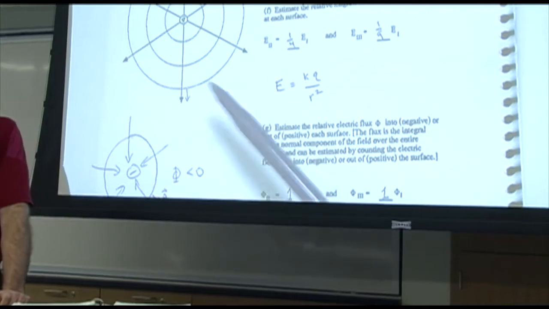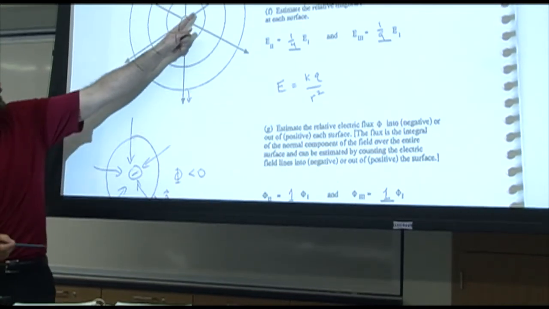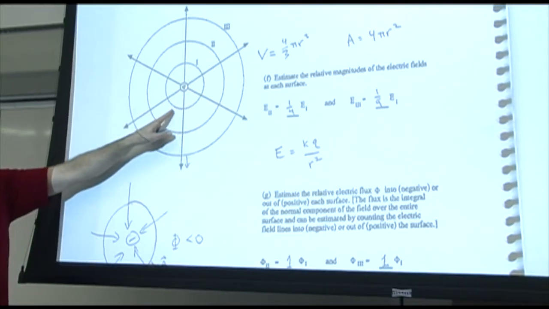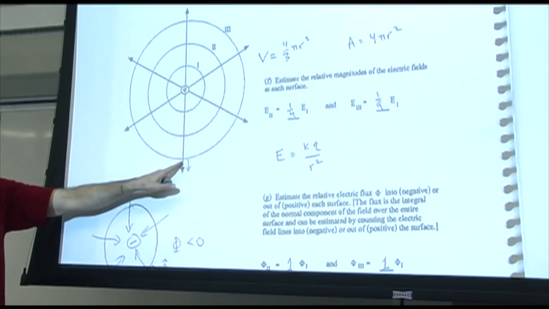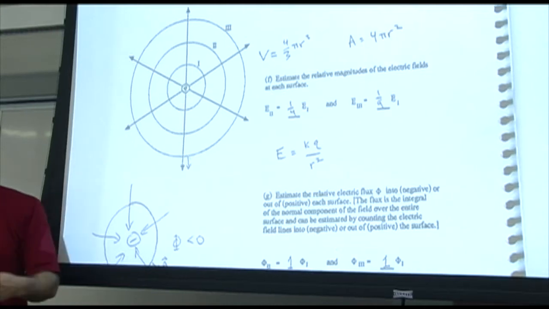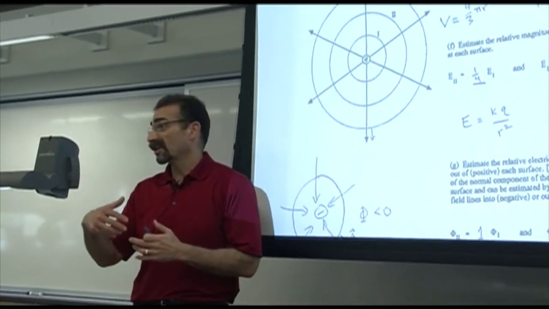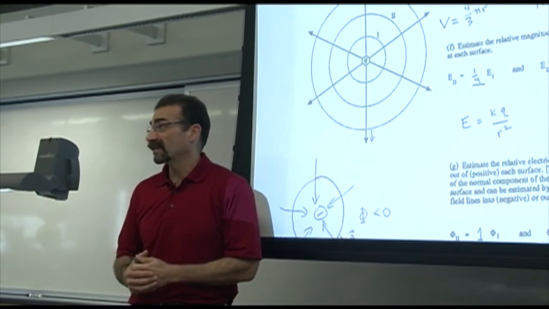If you just look at the field lines here, the same number of field lines, 1, 2, 3, 4, 5, 6, penetrate the first surface, the second surface, the third surface. The only way we can get more field lines to penetrate the surface is to add another charge in there to create more field lines.